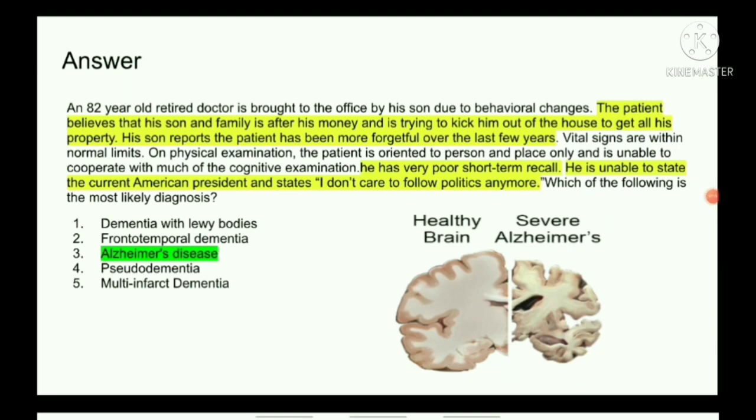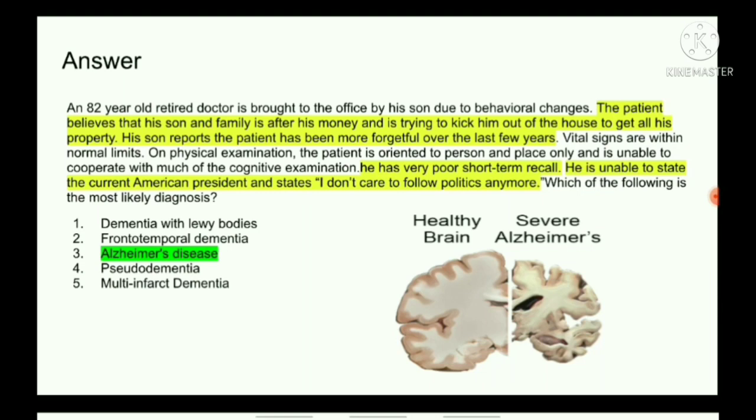Option A, dementia with Lewy body, is wrong because in dementia with Lewy body, patient has both signs of Alzheimer's as well as Parkinson's disease, and the progression is more rapid than Alzheimer's, and hallucinations predominate in dementia with Lewy body.